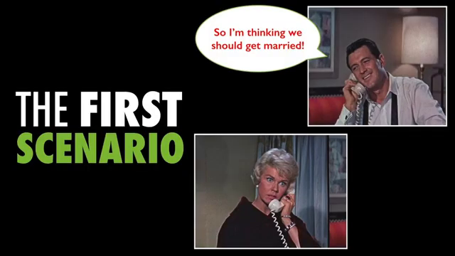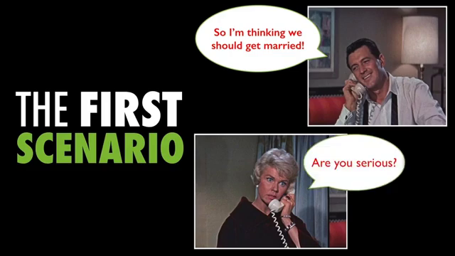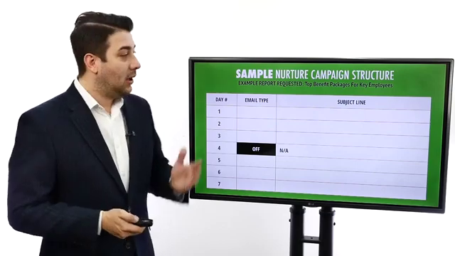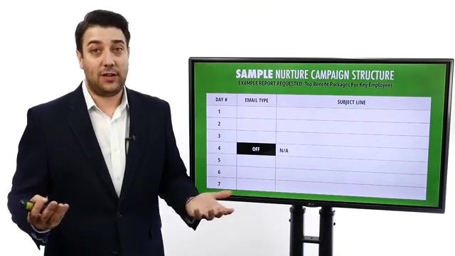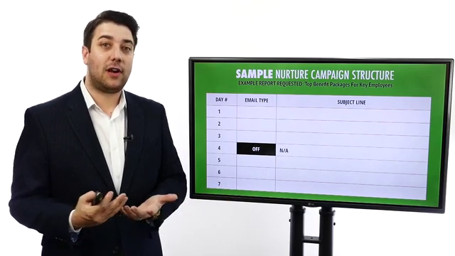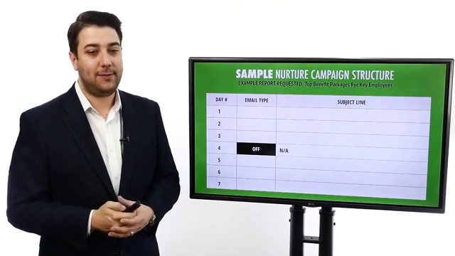We just meet and I say something like, so I'm thinking we should get married. And you say, are you serious? Never call me again. It's because we need a nurture campaign. So the first thing, I shouldn't say, nice to meet you, I think we should get married. I should start having a conversation. Nice to meet you. Right?